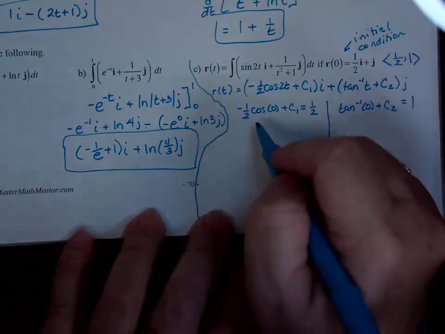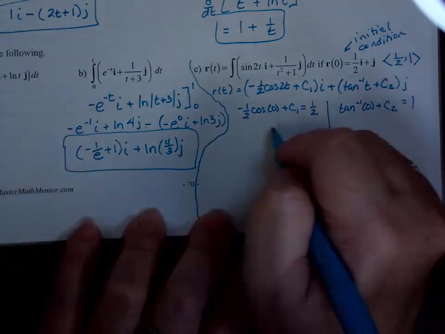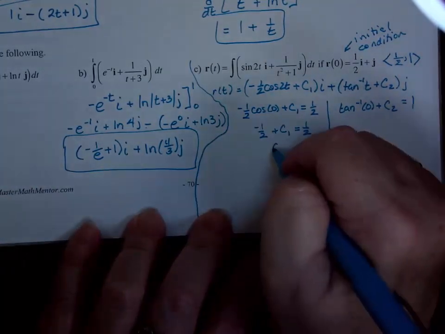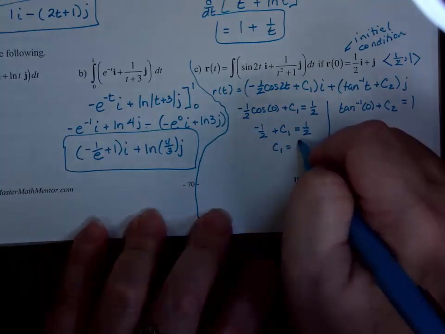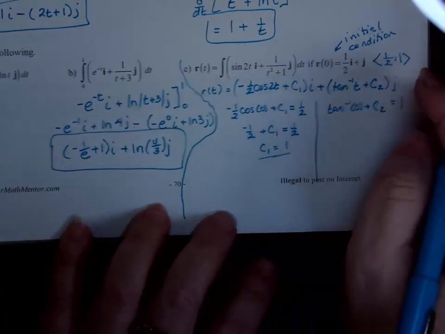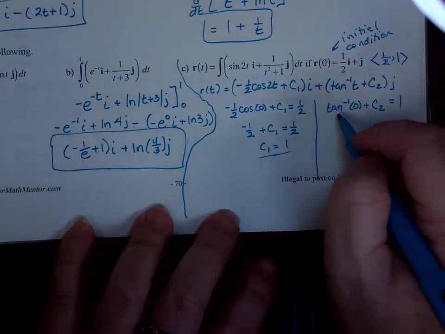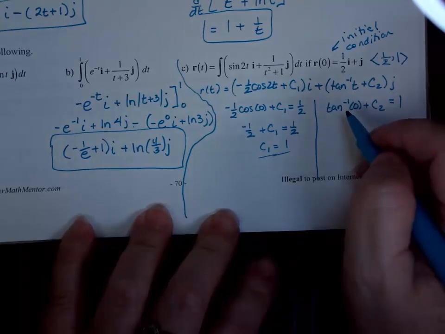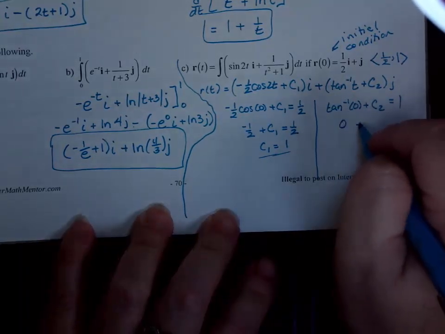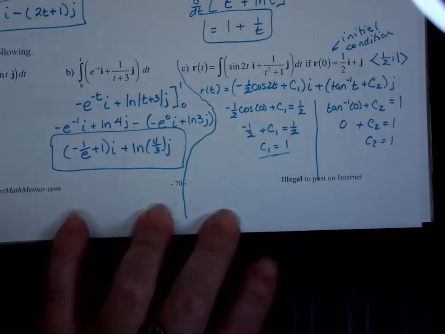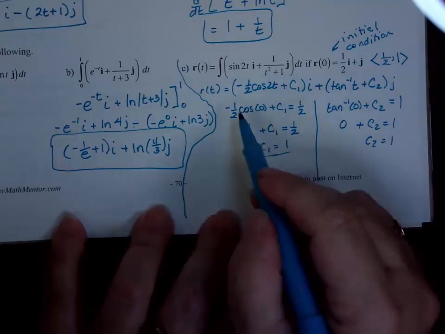What is cosine of 0 again? 1. So negative 1/2 plus c1 equals 1/2. So what does c1 equal? Positive 1. Agreed? Okay. Now let's do the other one. What is tangent inverse of 0? Where is tangent 0? At 0. So 0 plus c2 equals 1. So c2 in this instance happens to also be 1. Will they always be the same number? Definitely not.